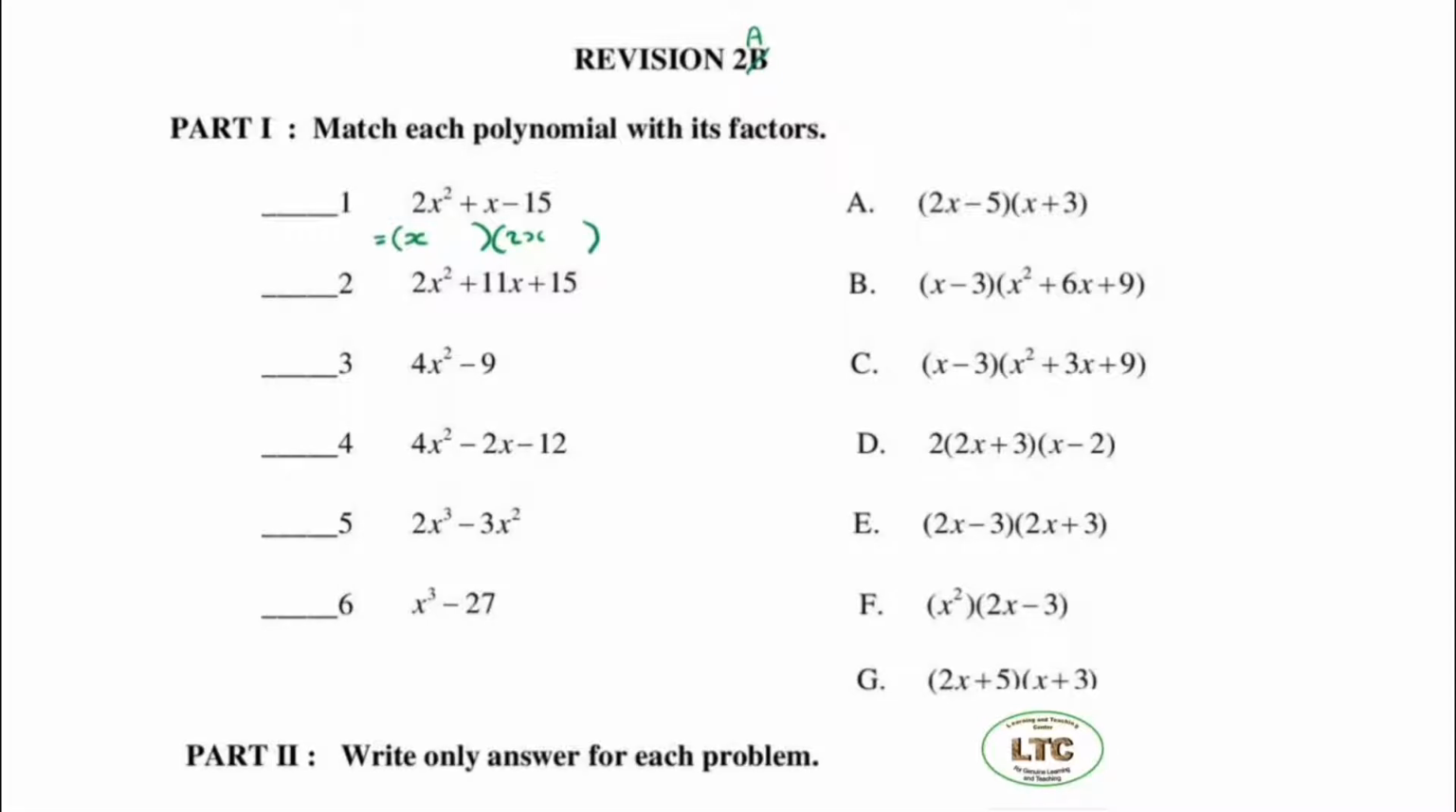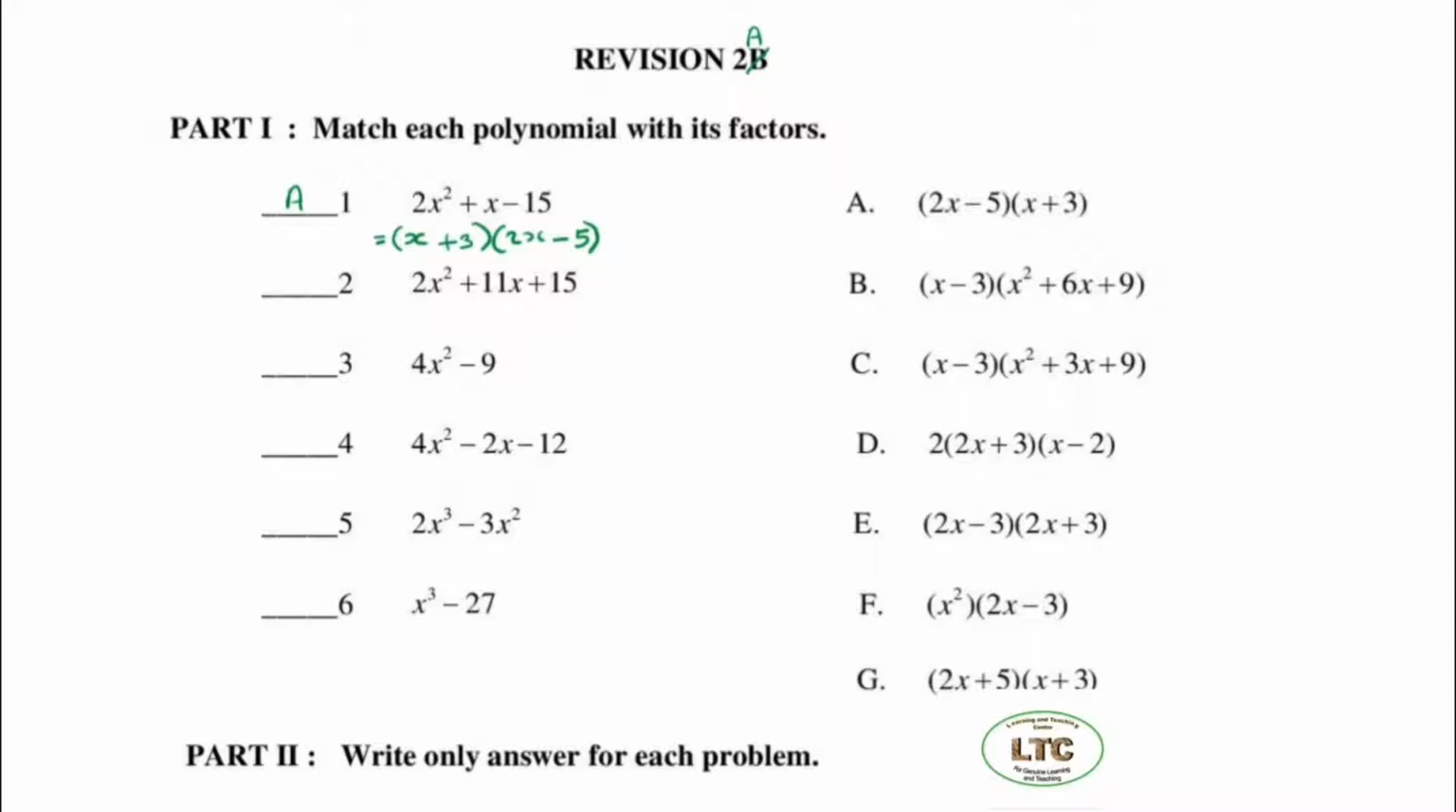Factorize negative 15 into two parts so that if we multiply the two brackets back, we will get the x term, 1x. So here we should put positive 3, and here we should put negative 5. If we multiply 3 and 2x, we get positive 6x. If we multiply x and negative 5, we get negative 5x. So 6x minus 5x is x. Correct. So this is A.